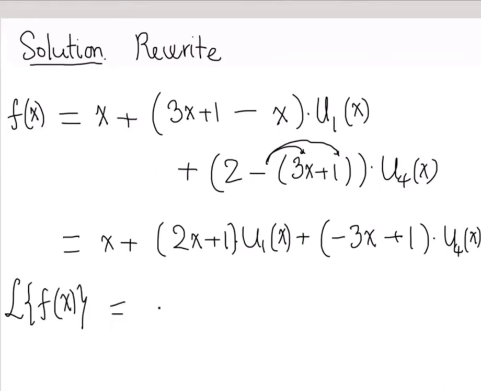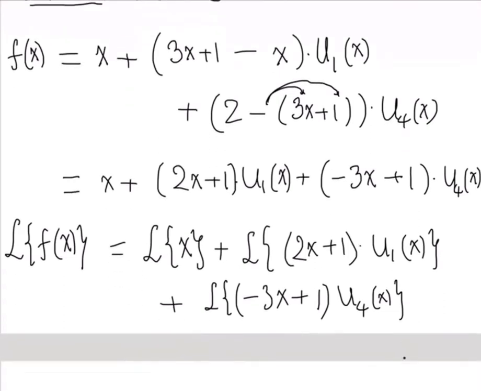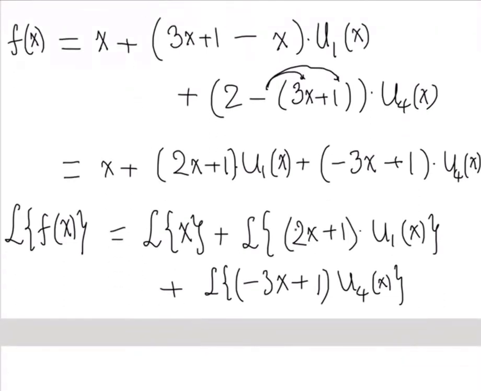By the linearity of the Laplace transform, we split into the Laplace transform of x plus the Laplace transform of the cutoff 2x plus 1 times u1 of x plus the Laplace transform of minus 3x plus 1 times u4 of x. This is another cutoff function. But for the first one, we have c is 1 here, uc is u1, and c for the second is 4.